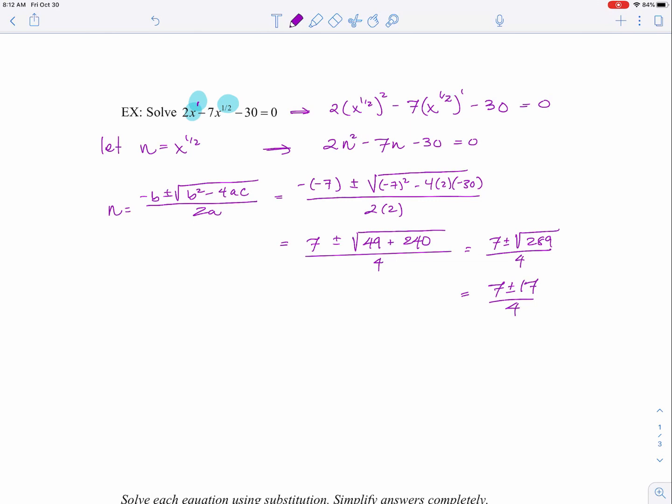Although it's been a long time. Let me double check that. The square root of 289. Nailed it. I should probably teach math as a career.